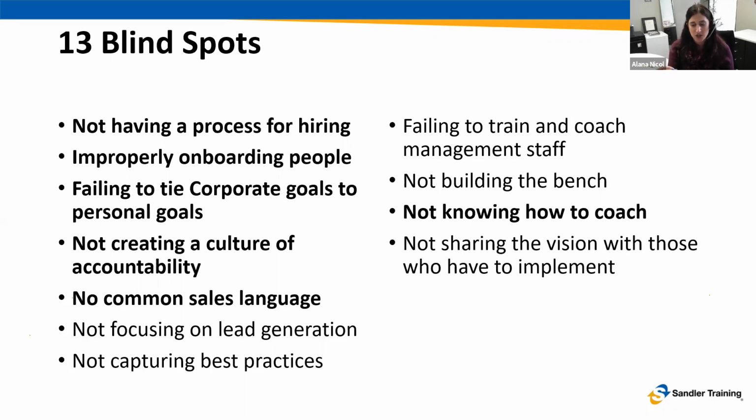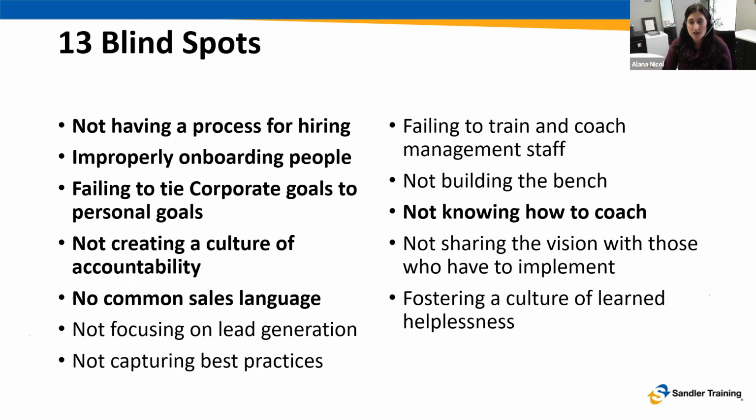Not sharing the vision with those who have to implement it. So a lot of times us as leaders, we have in our head why. We know why we're here. We know what we're trying to accomplish. But sometimes we don't communicate that well enough with the rest of the team to know the why behind the what of what we're asking. And then are we inspiring their why? Do we understand the why of our people, and are we inspiring it so that everyone can help us get there?